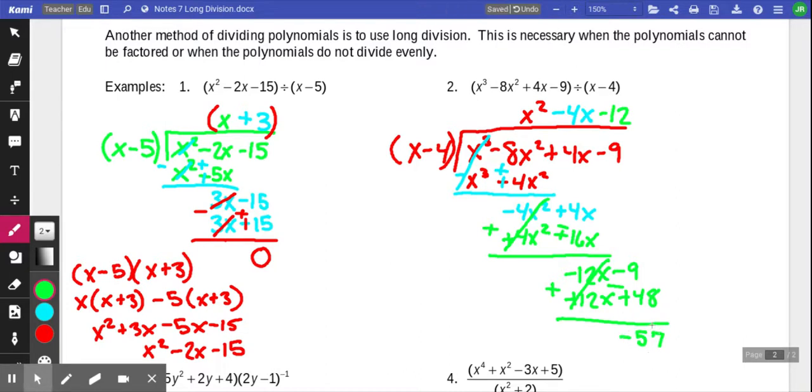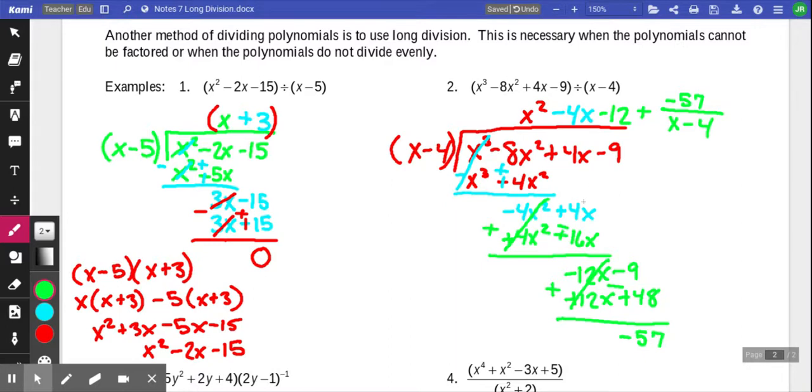Okay, so right here, I've run out of anything to bring down. And also as an indicator that I was finished with this is the fact that I ran out of room for what I was going to be multiplying by next. So that means that this, what's left over, this is the remainder. So the way that we write our remainder is going to be our remainder over what we were dividing by.